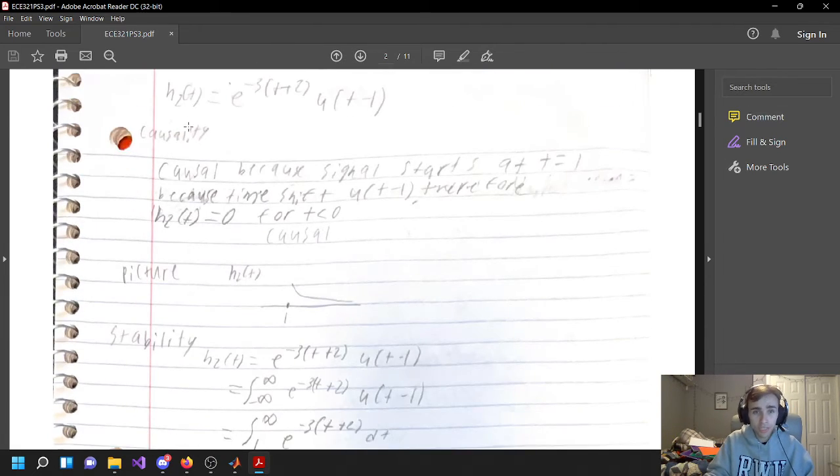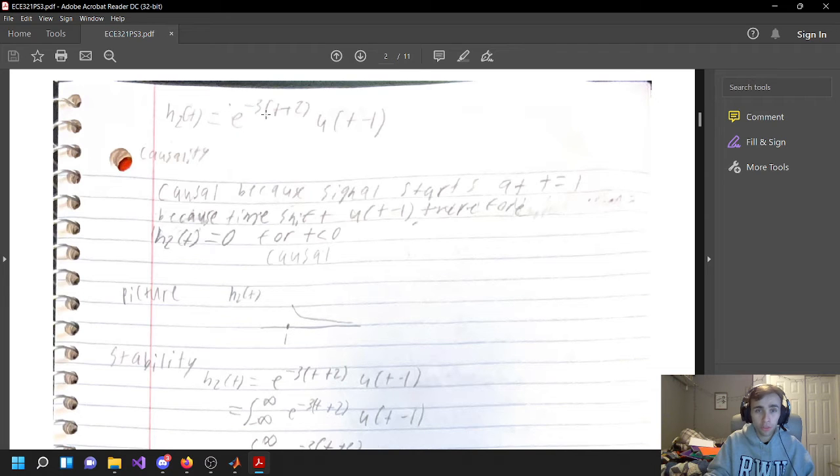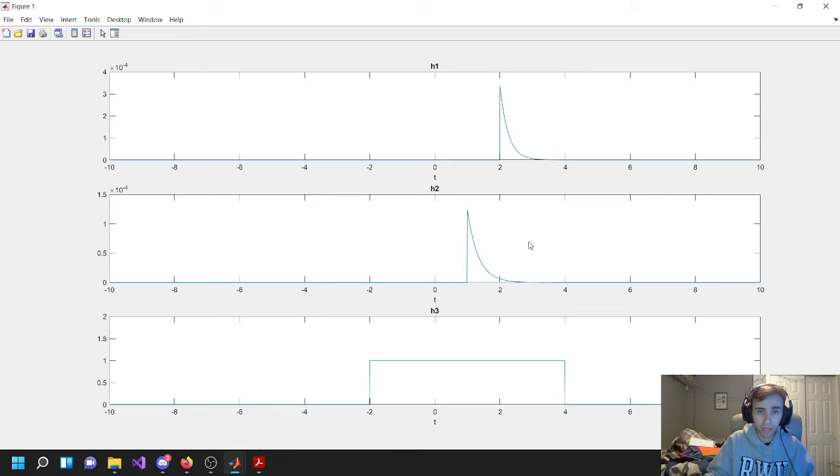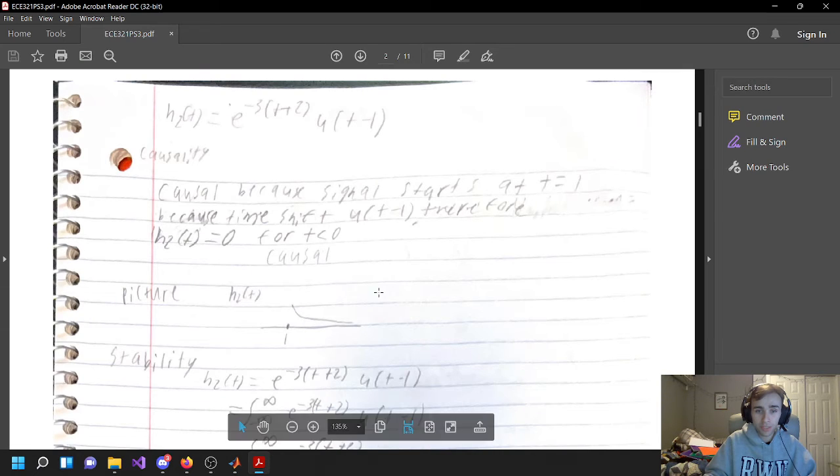And for h2 of t, it's going to be e negative 3t plus 2 u of t minus 1. And so let's look at the graph. And so for the unit step and time shift, this one's going to start at 1. But we're going to look at t less than 0 in this region. And then when t is less than 0, h2 of t equals 0. So for that reason, it's going to be causal.